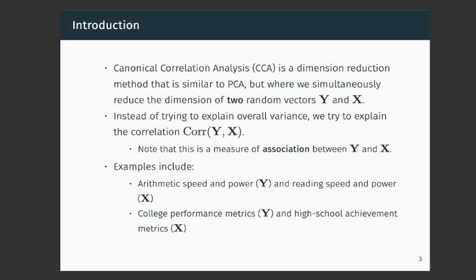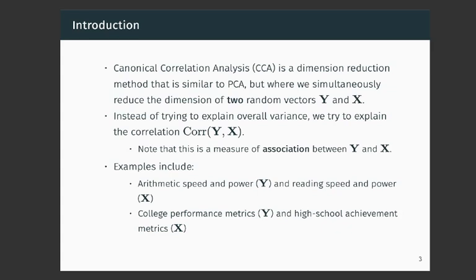Canonical correlation analysis, or CCA, is a dimension reduction method similar to PCA, but now instead of trying to reduce the dimension of one random vector, we're trying to reduce the dimension of two random vectors simultaneously. Instead of trying to explain the total variance of a single vector, we're trying to explain the correlation between two vectors. Note that this is a measure of association between y and x. So we're really trying to explain the association between two random vectors.